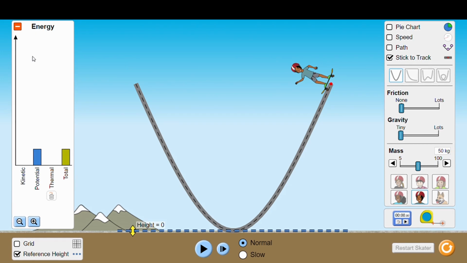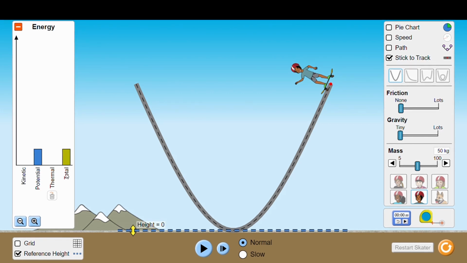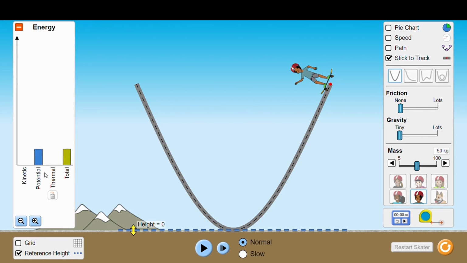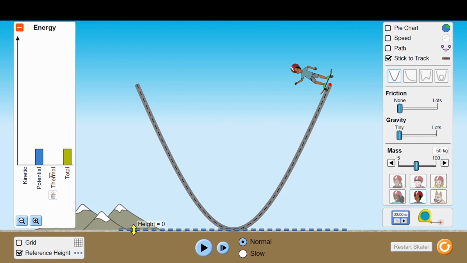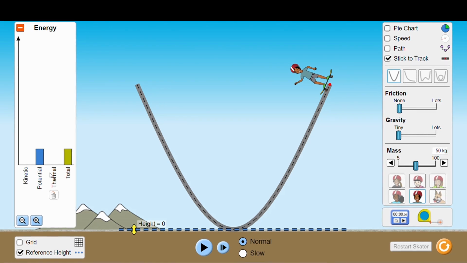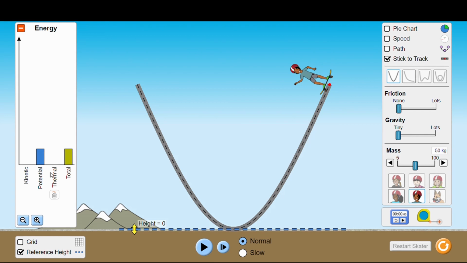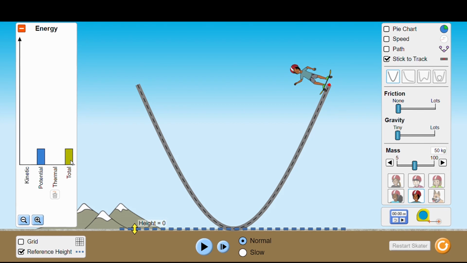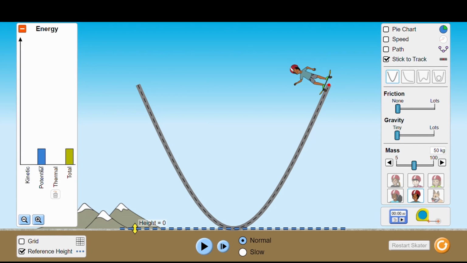Now, on the left hand side of the screen, kinetic energy, potential energy, thermal energy, and total energy have been shown. In case there is no friction, the contribution from thermal energy would be zero. There wouldn't be any contribution from heat energy, which means there will be no loss of potential or kinetic energy in terms of heat, because it's only the friction which produces heat. You'll also notice that this green bar, the total energy, would always be the same. This is not going to change, while kinetic and potential energy are going to change.